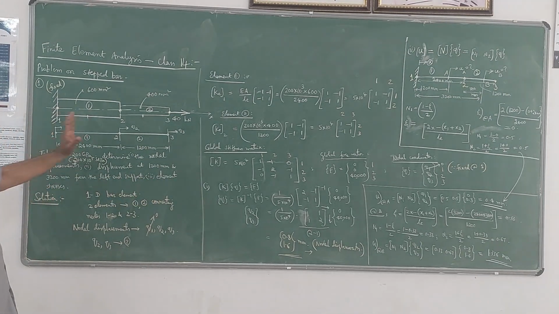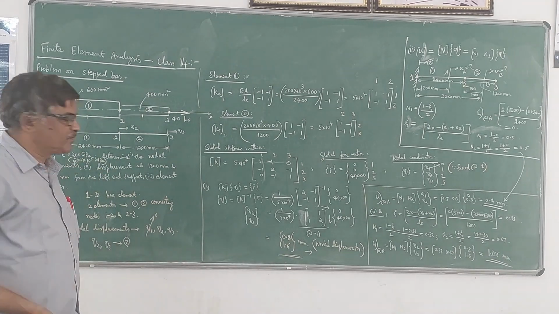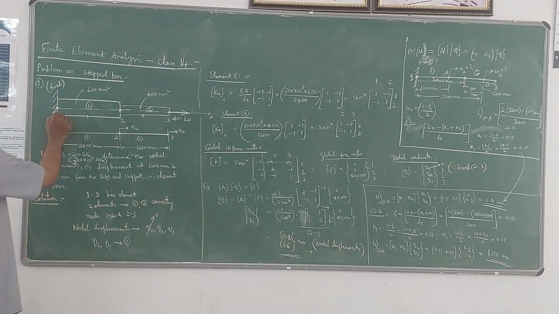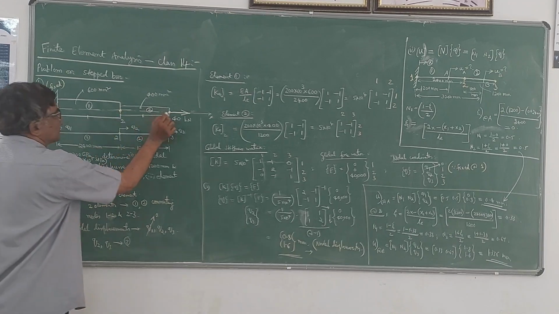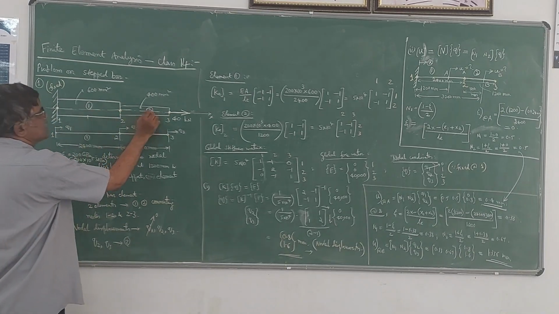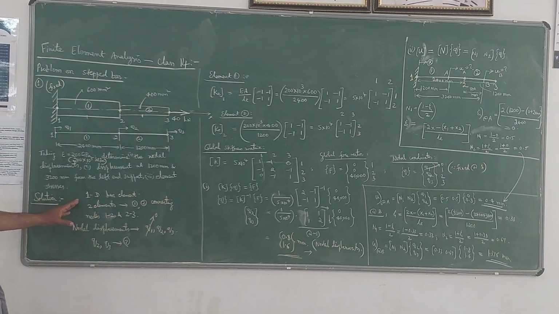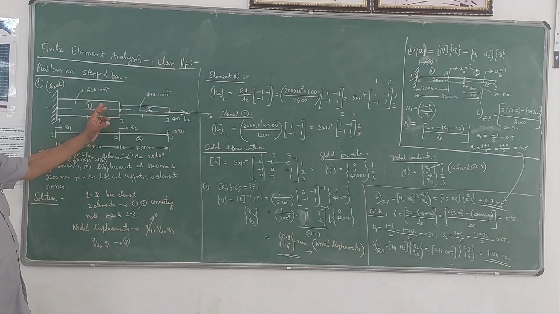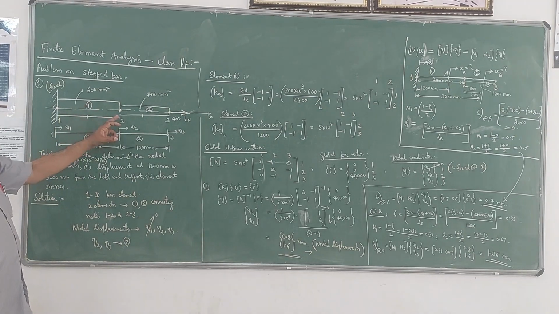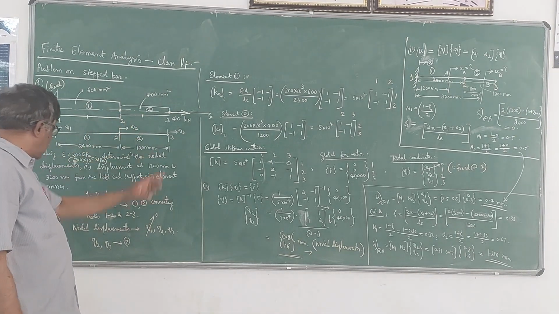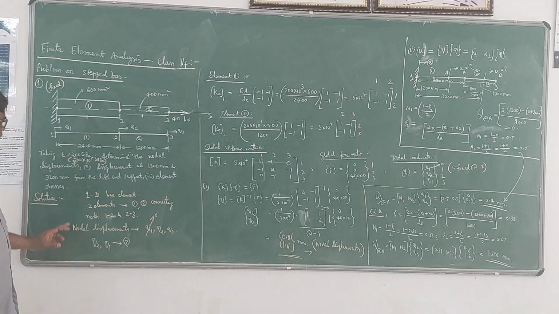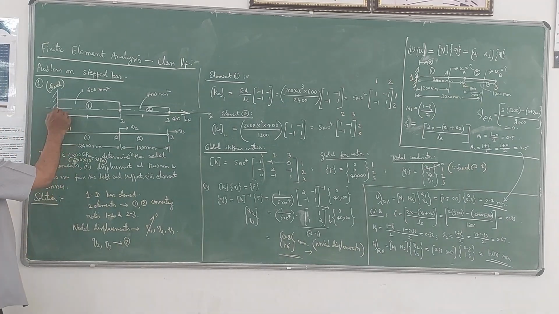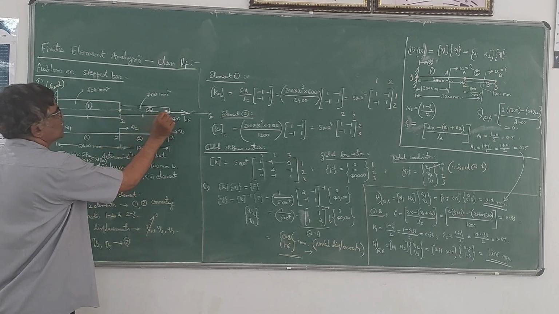So here there are 3 nodes and there are 2 elements. The elements are 1-2 and 2-3. This is the first element, this is the second element. It is a one-dimensional bar element. Element 1 connects nodes 1 and 2, element 2 connects nodes 2 and 3. So the question is, we have to find out the displacements at 1, 2, 3.